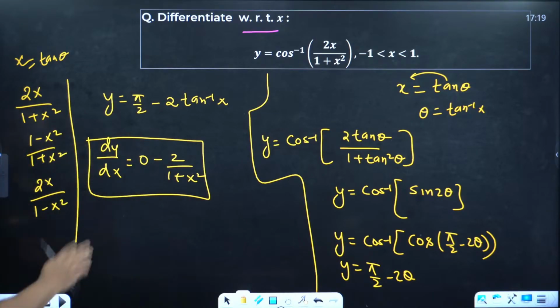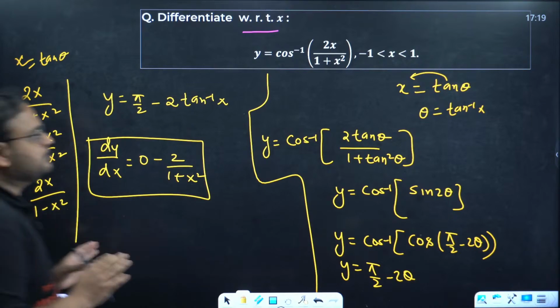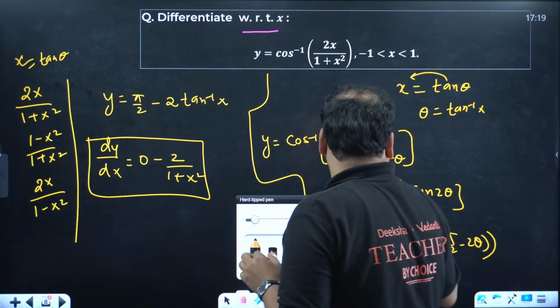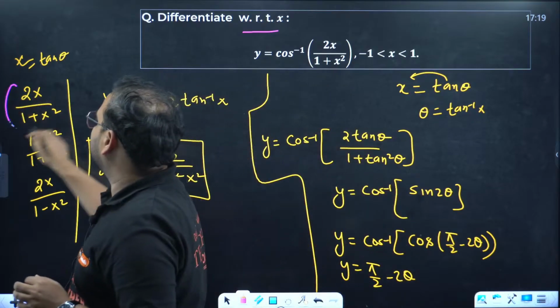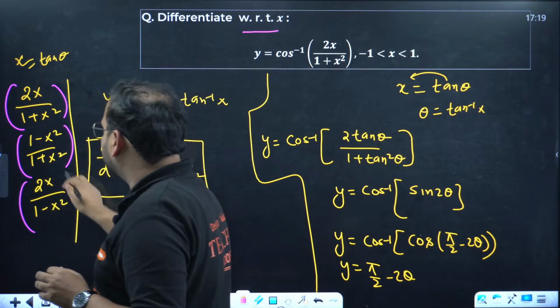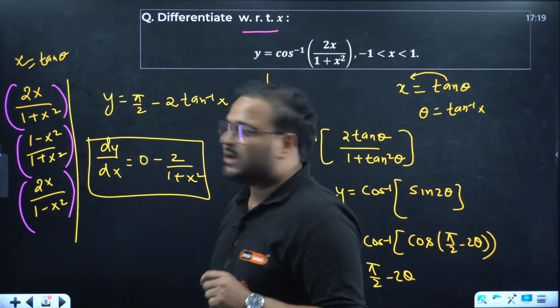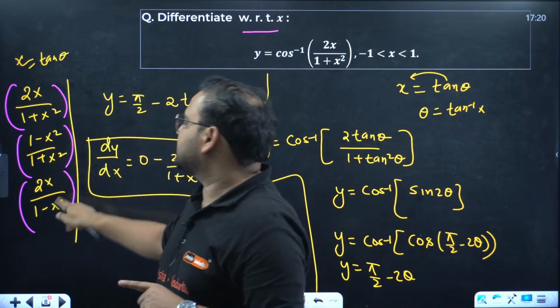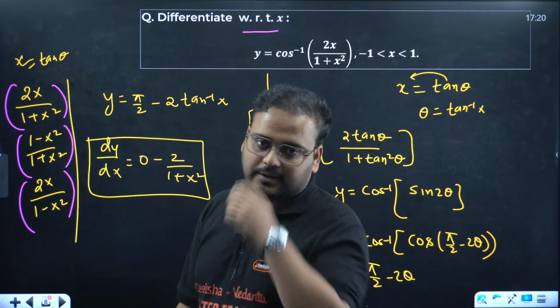All right. So this is clear. Anyone has doubt in this problem? So always remember these important forms. First one is 2x upon 1 plus x square, 1 minus x square upon 1 plus x square, and 2x upon 1 minus x square. This is the formula for sine 2 theta. This is for cos 2 theta. This is for tan 2 theta. Clear, right? Yeah.